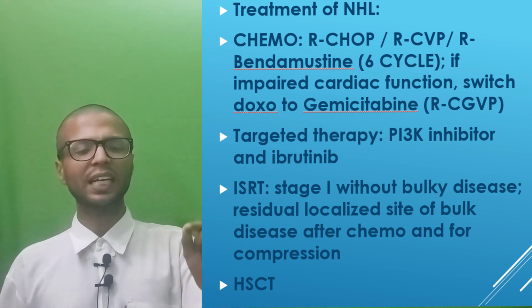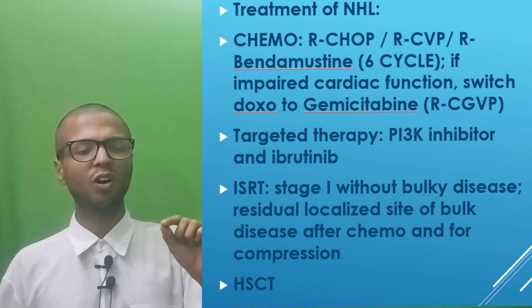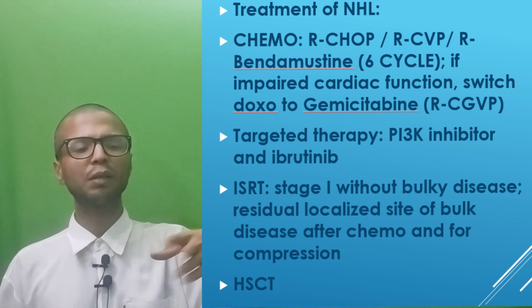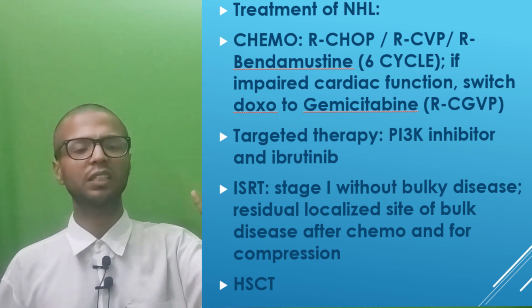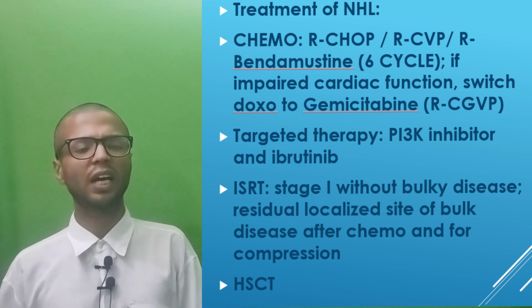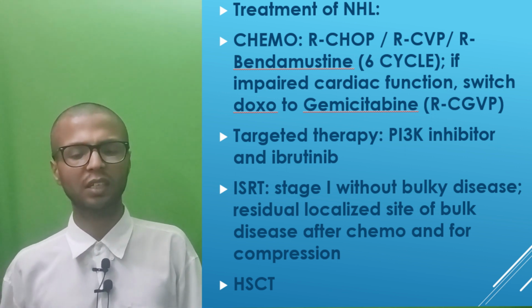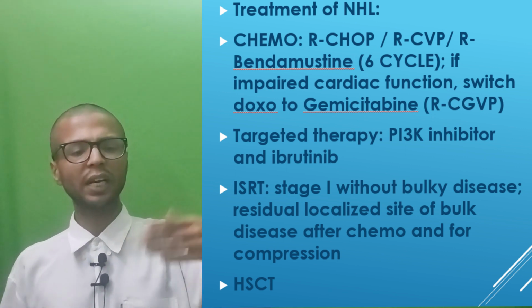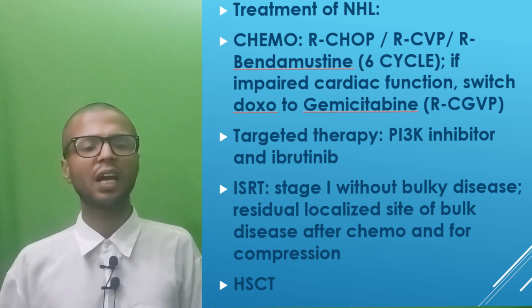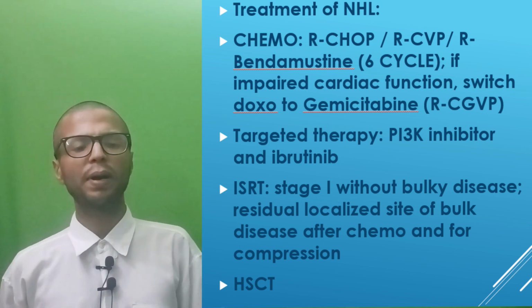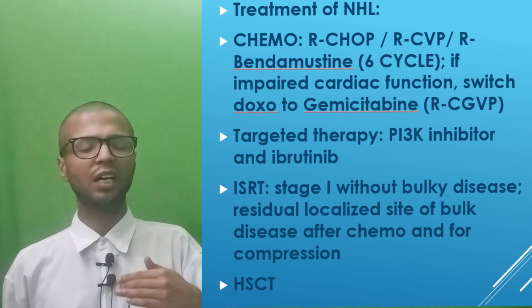And if a patient has low ejection fraction or cardiac compromise, then we eliminate H, because we know that doxorubicin has an irreversible effect on the heart. So we eliminate H and we give only R-COP. And the other is R-bendamustine. Bendamustine is an alkylating agent.